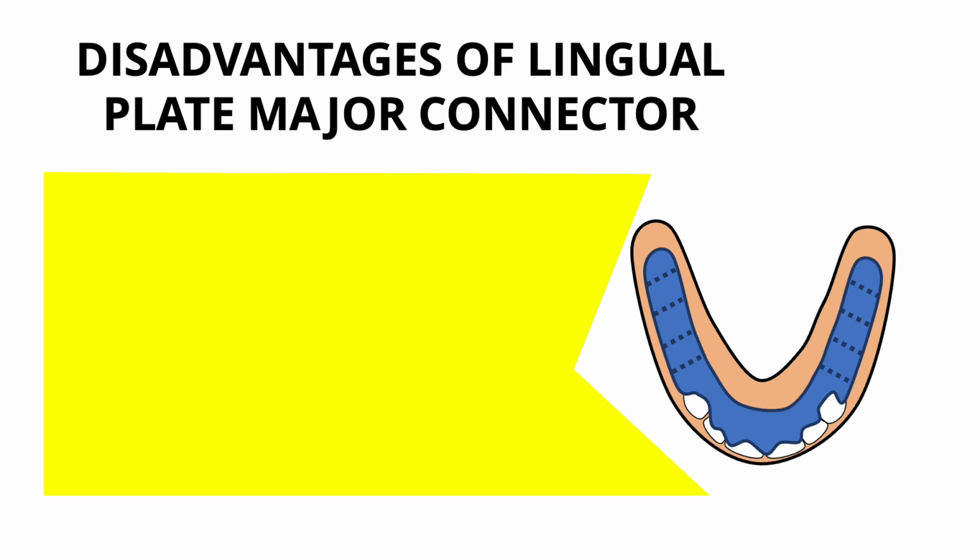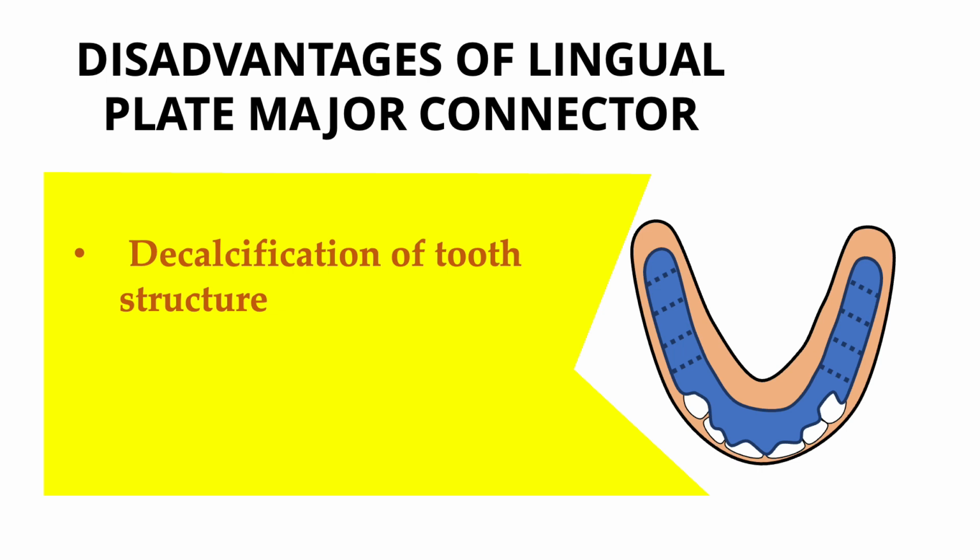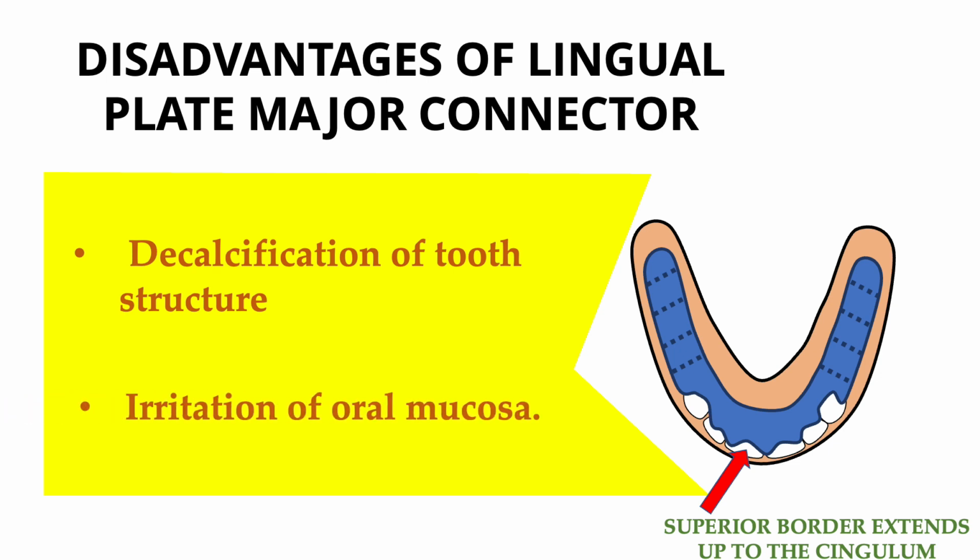The disadvantages of the lingual plate major connector: as I told you, decalcification of tooth structure, because the superior border extends up to the cingulum, so it can cause food and plaque accumulation. Also, irritation of the oral mucosa, because it is in contact with the oral mucosa, so it may cause irritation.